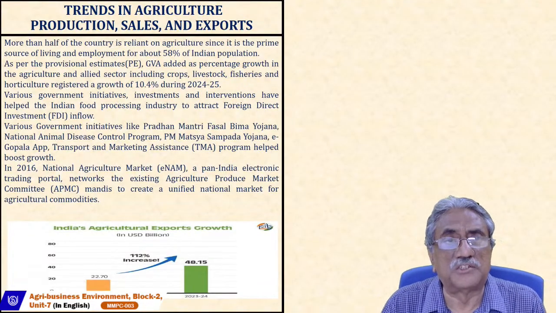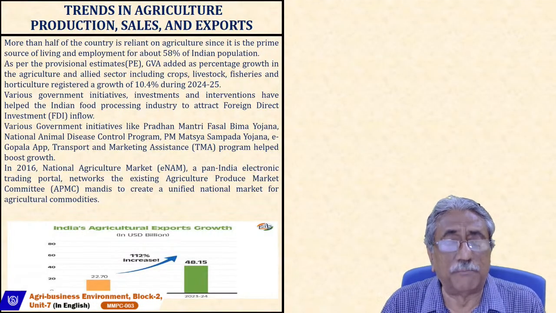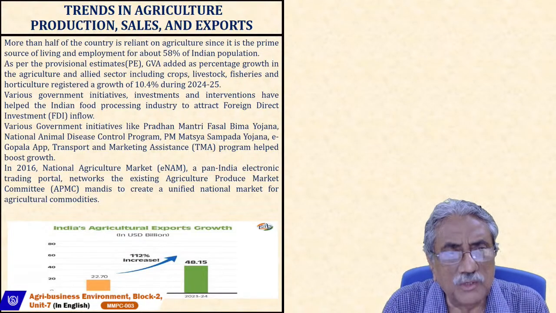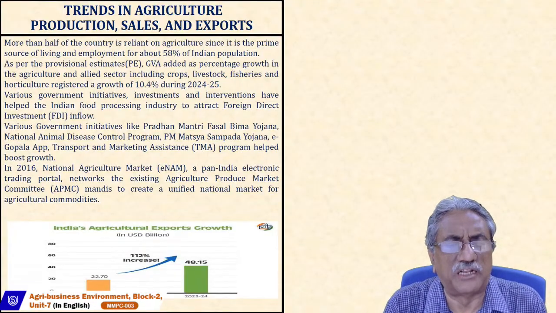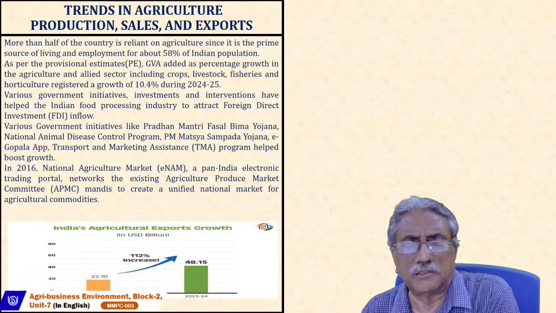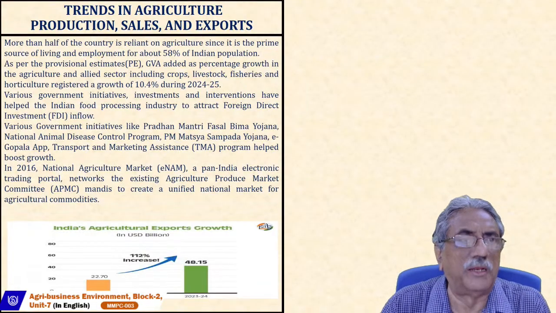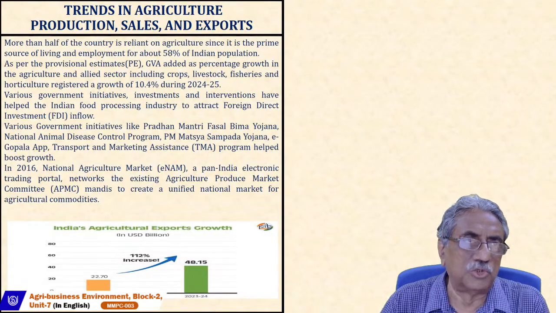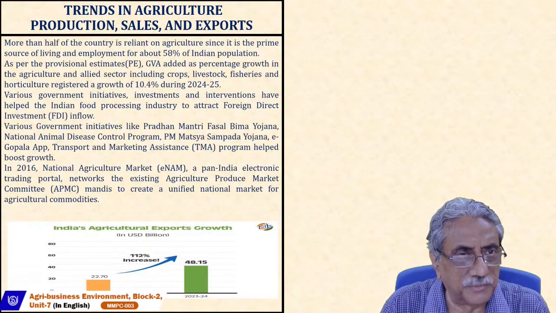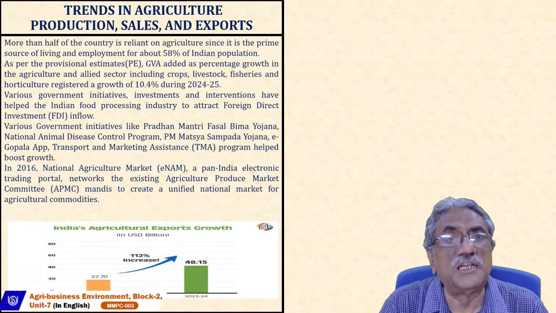More than half the country is reliant on agriculture since it's the prime source of living and employment. It's not that all are farmers, but they are linked to agriculture. How? Suppose I have a shop, I sell fertilizer and other things. I have a shop, I buy the produce. I have a small manufacturing unit where I make mustard oil or some oil by the primitive method. So these people are indirectly or directly linked with agriculture. Technically, they are not farmers, but there is a whole economy which is linked to agriculture.